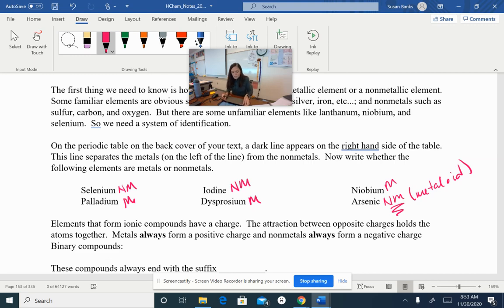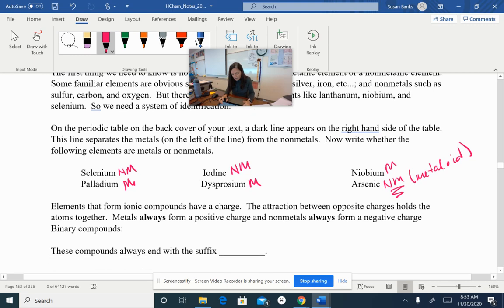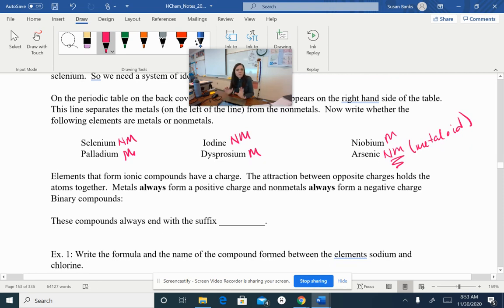Okay? So elements that form ionic compounds have a charge. And we talked about how elements create a charge. They either gain electrons or they lose electrons. Remember, the metals tend to lose electrons and have positive charges, and the nonmetals tend to gain electrons and have negative charges. Okay? That attraction between those opposite charges holds those atoms together. We have an electrostatic charge that it's like magnets holding things together. Metals always form a positive charge and nonmetals always form a negative charge.